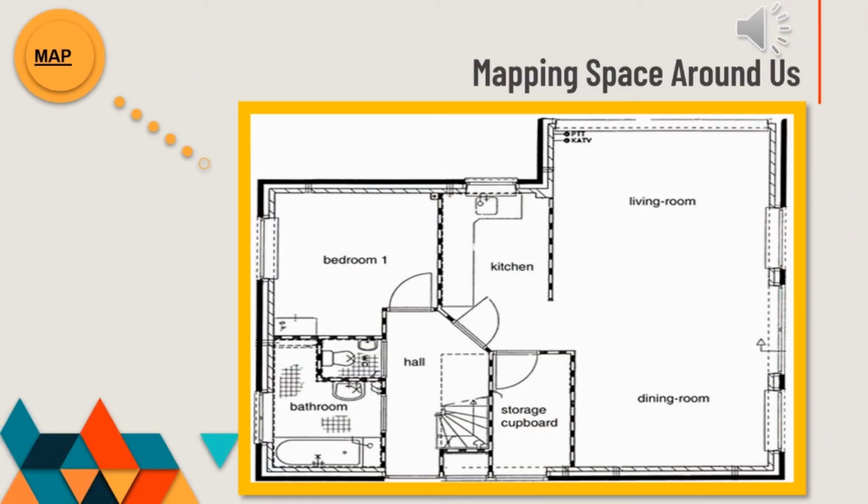You can see here an example of a map is given. It is a map of a 2-bedroom flat of a floor. So in this map, we observe the position of different places and objects.